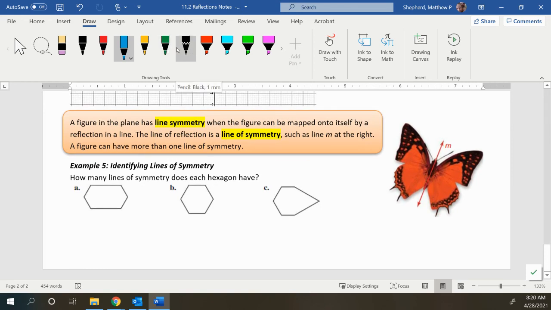Finally, let's just talk a little bit about line symmetry. Okay, line symmetry is when the figure can be mapped onto itself by a reflection line. So this line of reflection is called a line of symmetry. Such a line M at the right, so notice we're cutting that butterfly in half, or if we folded that butterfly onto itself, it would match perfectly. So that's a line of reflection. Figures can have more than one line of reflection. So we want to find how many lines of symmetry each of these hexagons have. So we got a line of reflection going like that. So there's one. We could do another one coming down like that. There's 2.